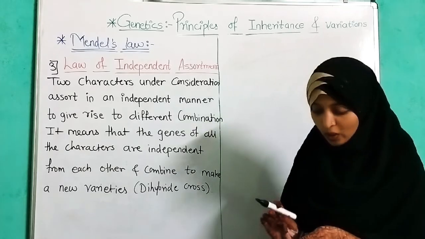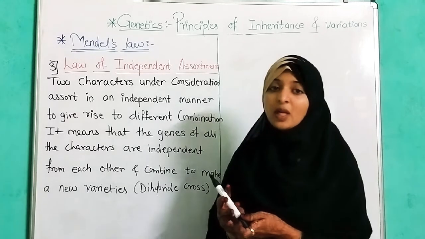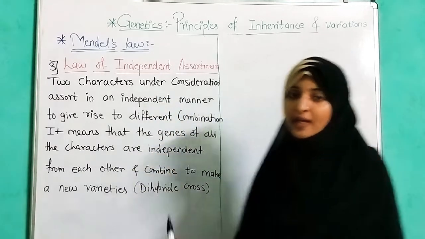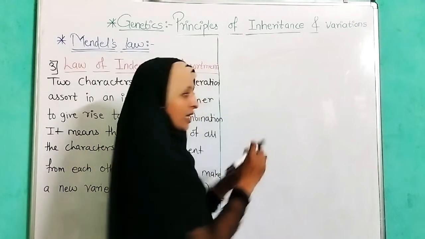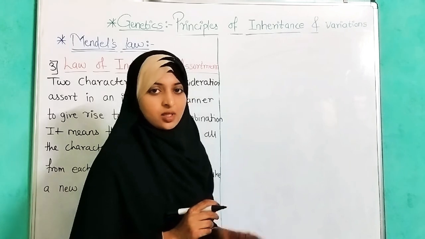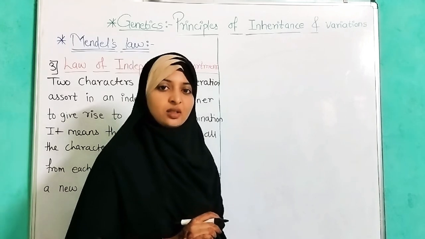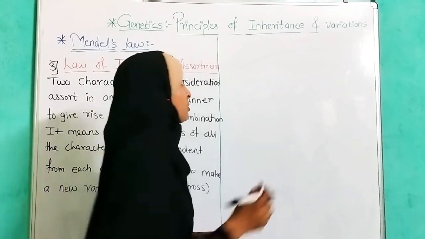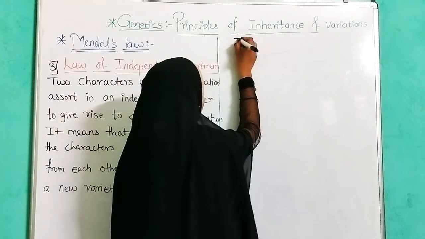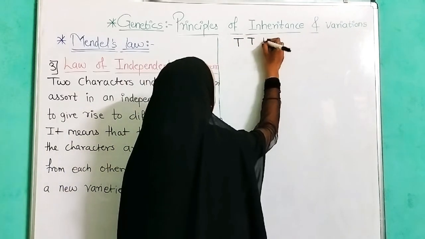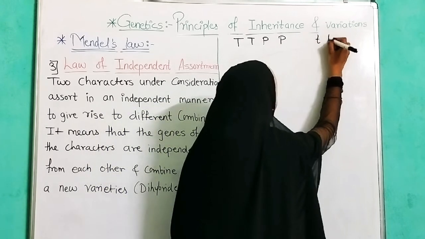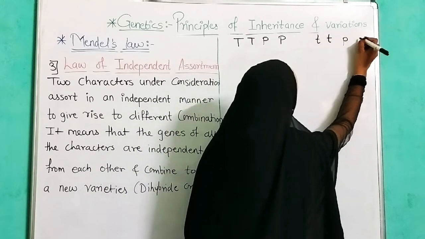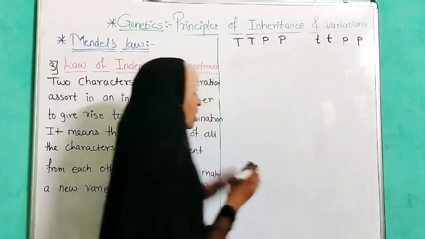So we are going to see an example and then the explanation of the law. If we take two contrasting characters, such as two different characters, tall and purple flower: a tall plant with purple flower, and a dwarf plant with white flower. So we are going to get the alleles.